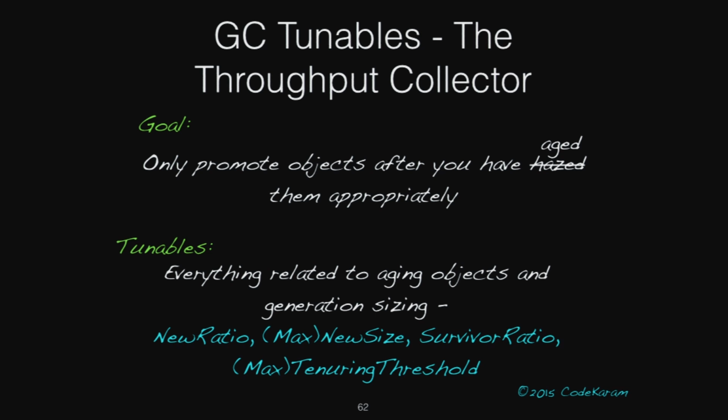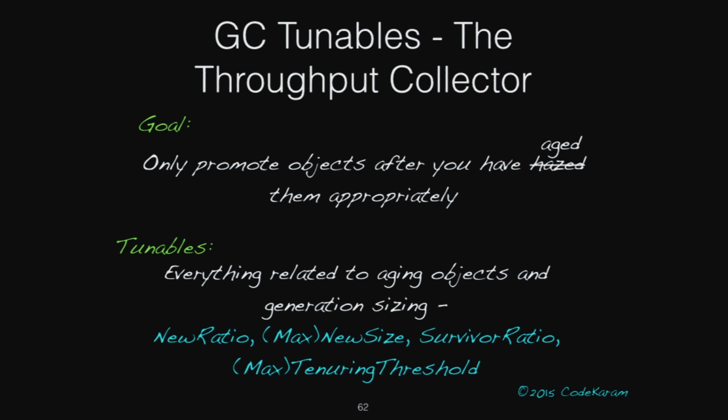So what's the goal with respect to this? Based on all that I said, I think it's pretty clear. The goal is to only promote objects after you have aged them appropriately, right? You're trying to delay that full compacting collection. Although it's parallel threaded, you're still trying to delay it as much as you can. And you just want multiple young collections is what you're looking for. So that's the goal. So what are the tunables?